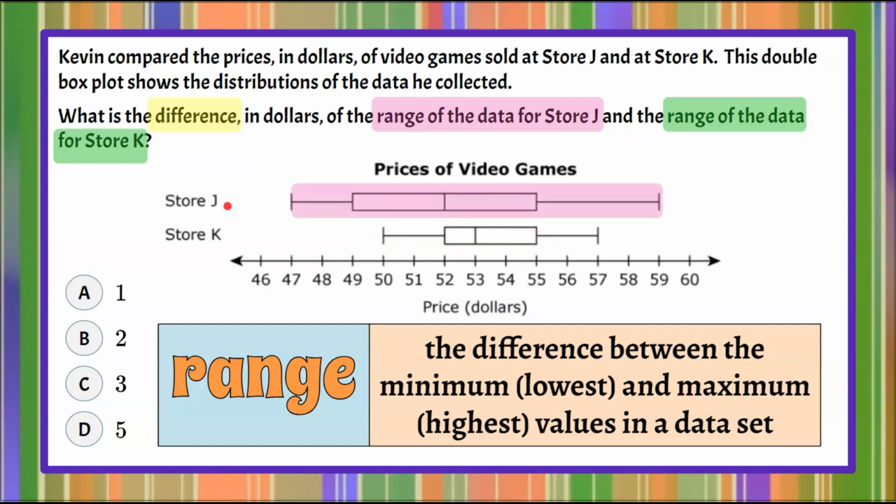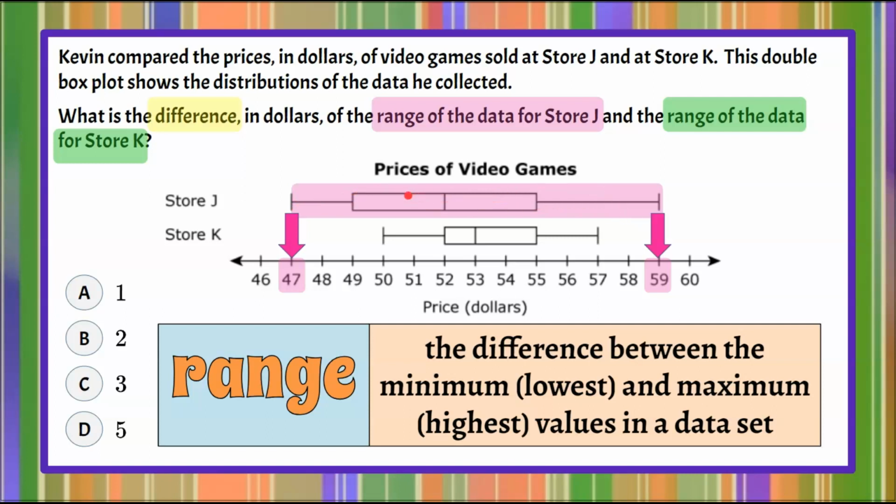So let's just look at store J's data set to begin with. It begins at 47. This is our minimum or lowest value in store J's data set. Then we go to the end of our whisker to the right, and we identify the maximum value in the data set, which is 59, or the greatest value. When you're given a box plot or a box and whisker plot, there's only two data items in the set that you can be absolutely sure of if you're not given the specific data in the set, and that is the minimum and the maximum values.